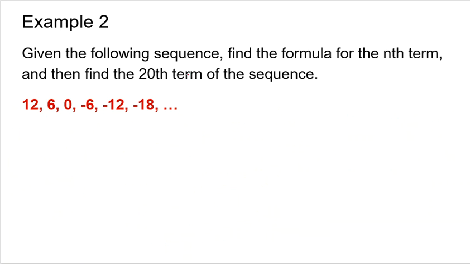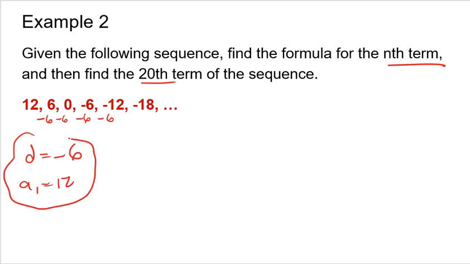So once again, they want us to find a formula for the nth term, and they want me to find the 20th term after I find that formula. So again, I'm looking at this, and I notice that it goes down 6, down 6, down 6, down 6. So the common difference is negative 6. It's going down 6. That's super important to note. And then again, I need to know the first term, which is 12. And again, how awesome, guys. Those are the only 2 things you need to create the formula.